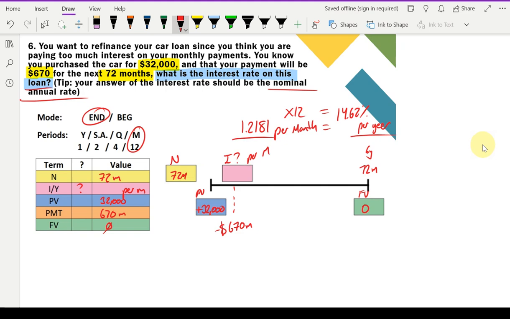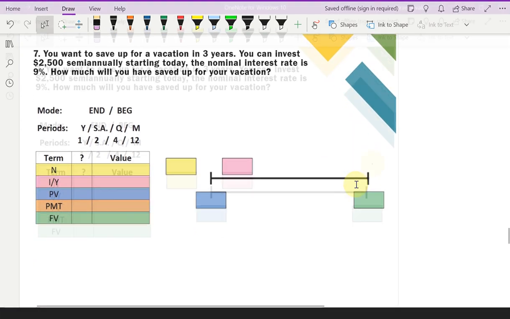Okay, so you can't stop here, right? You have to know what this is asking. It's asking for the nominal interest rate, and that's that there. Okay, all right, let's keep going.